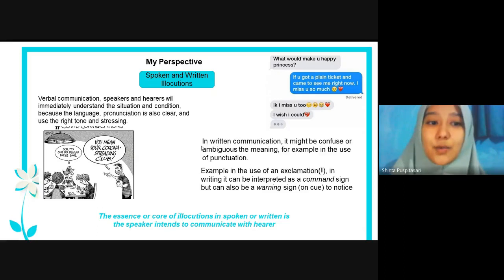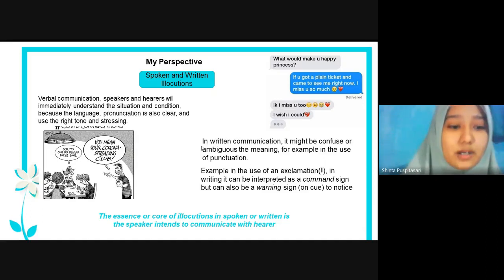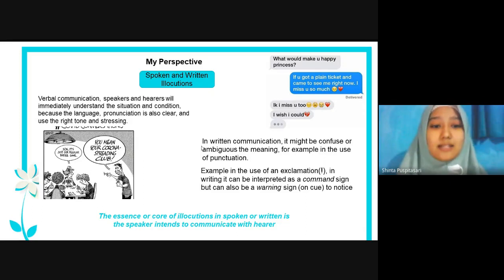Speakers and hearers will immediately understand the situation and condition because the language and pronunciation are clear, and the speaker and hearer use the right tone or stressing. For example: "Son, it is just our regular bridge game." "You mean your corona spreading club." So the speaker and hearer understand the situation and condition because they use the right language and pronunciation, and the stressing is clear.